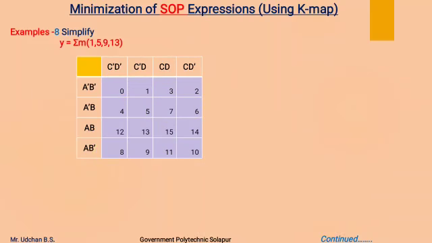Now we will see the next example, that is y equal to summation small m 1 5 9 13. So enter the ones. As the min terms are in the range of 0 to 15, 4 variable K map is used over here. Now we will enter the ones 1 5 9 and 13. For remaining we will enter zeros.